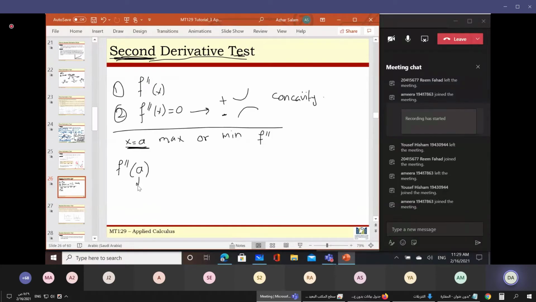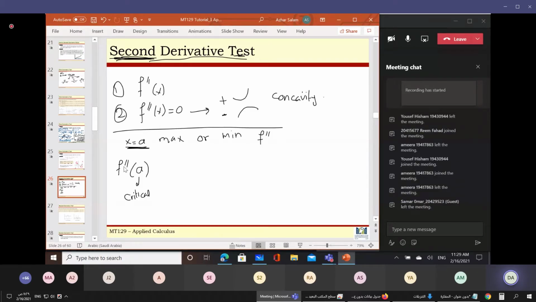Okay, a is a critical point, not an inflection point. This is not the zeros of the second derivative. This is the zero for the first derivative. Okay, this is a critical point. If the second derivative at this point is positive, it will be a minimum. Okay, and if it's negative, it will be maximum.